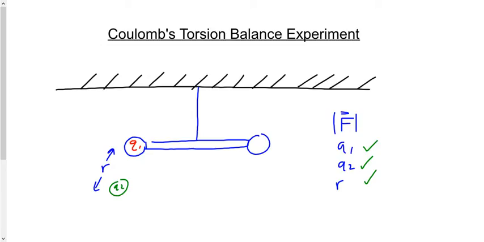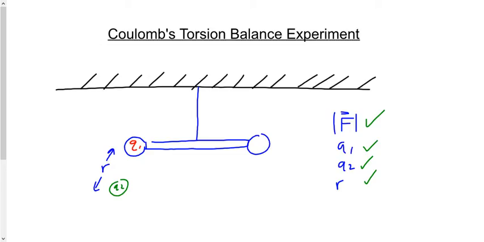Coulomb would have done a similar experiment with this string. So he would have known that when I bring Q2 nearby Q1 and it twists 37 degrees, he would have known how much force was required to do that. So he's using the amount of twisting as a measurement of the force.